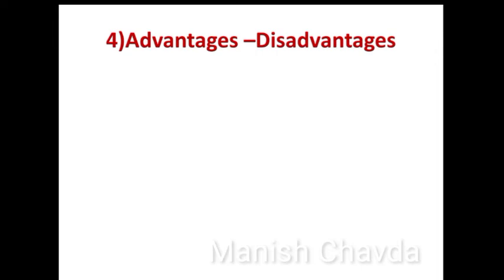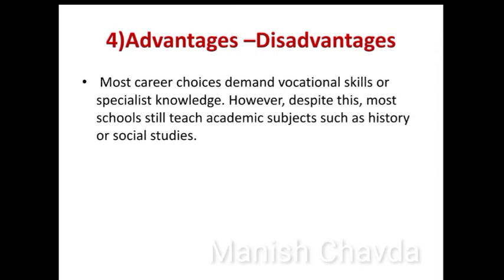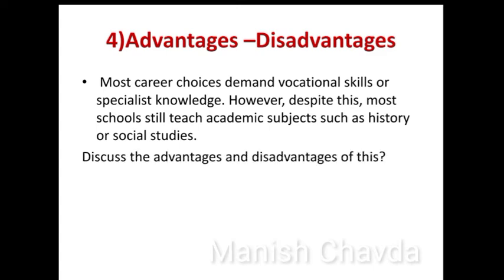Now, next, advantages, disadvantages. Most career choices demand vocational skill or specialized knowledge. However, despite this, most schools still teach academic subjects such as history and social studies. Okay, most career choices demand vocational skills. Still, some schools are in favor of teaching various subjects such as history or social studies. So now discuss the advantages and disadvantages of this.